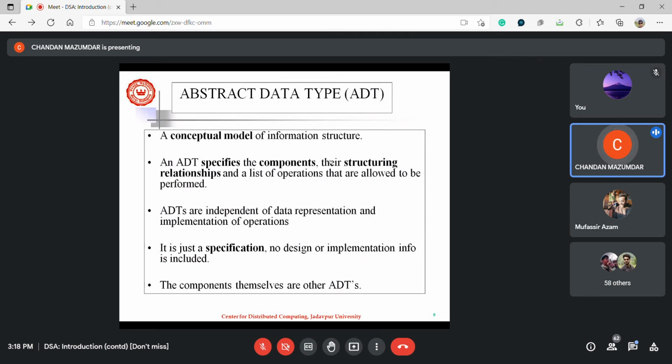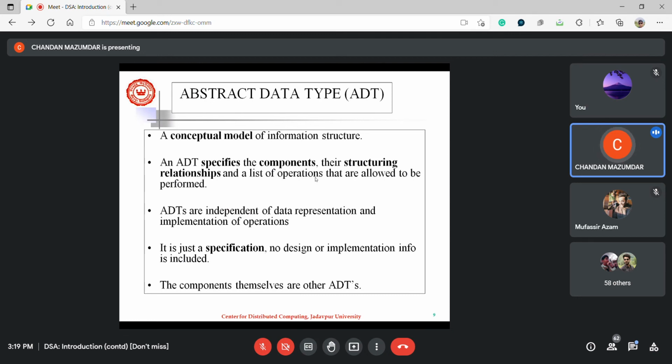It is not a block. It is not a programming concept. It is a conceptual thing. You can say that it is a mathematical triplet. Like an ordered pair, you can have mathematical triples also. So it has three components in the triple. One is the components of the ADT, the other is the structuring relationships of the ADT, and the list of operations. Nothing to do with programming. Programming will come after this. After you can define what you need, then only you can implement it, or you can design and implement it.